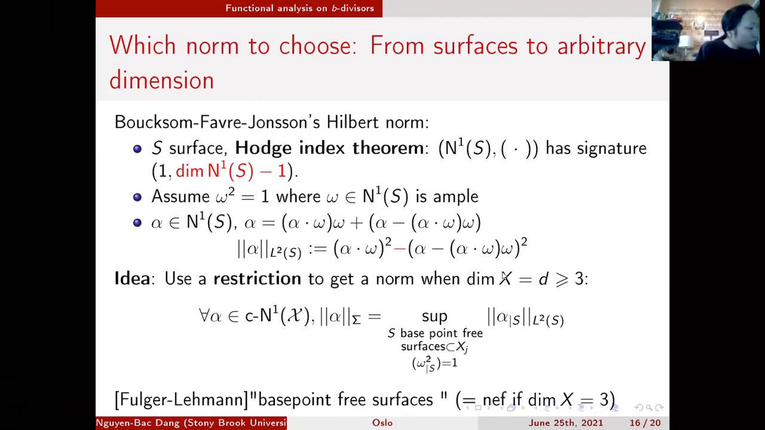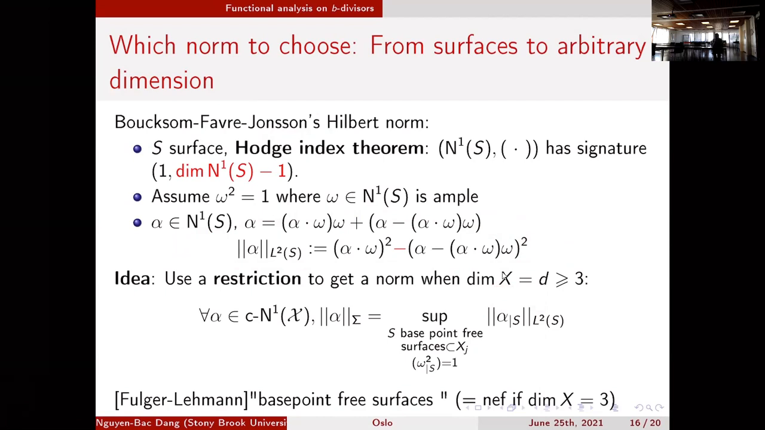So you look at the restriction of alpha to a surface. This gives you a divisor on a surface. So now, once you have a divisor on a surface, you can calculate the Boucksom-Favre-Johnson L2 norm. And you want to do it for every surface. So this is what we do.